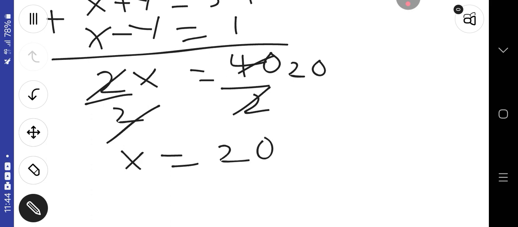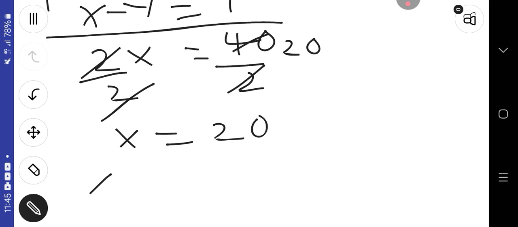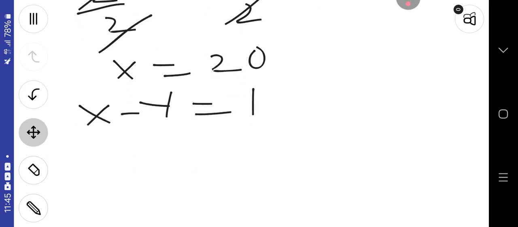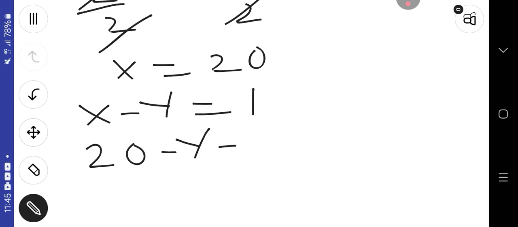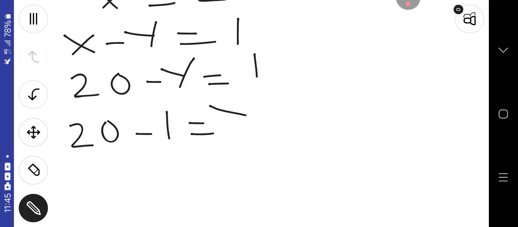Now let's put x is equal to 20 into any of the equations in case 1 and then find the value for y. You can name your equations when you are solving. So from case 1 we know that x minus y should give us 1. Now we know the value of x to be 20, so 20 minus y should give us 1. So 20 minus 1 is equal to y. So y is equal to 19.